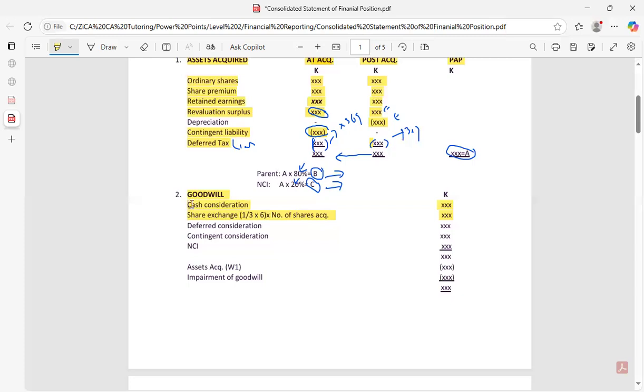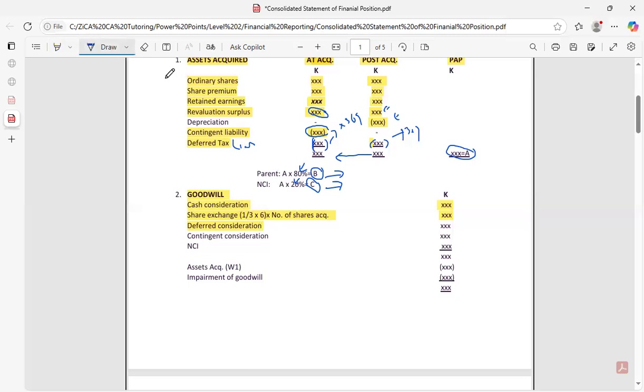And then there's deferred consideration. Deferred consideration simply means you pay some money now, and then you say in the future we're going to pay. Let me give an example. Let's say you're buying a business for 10,500,000, and then you pay the 10 million, and then you say this 500,000 we're going to pay next year. That's called deferred consideration.